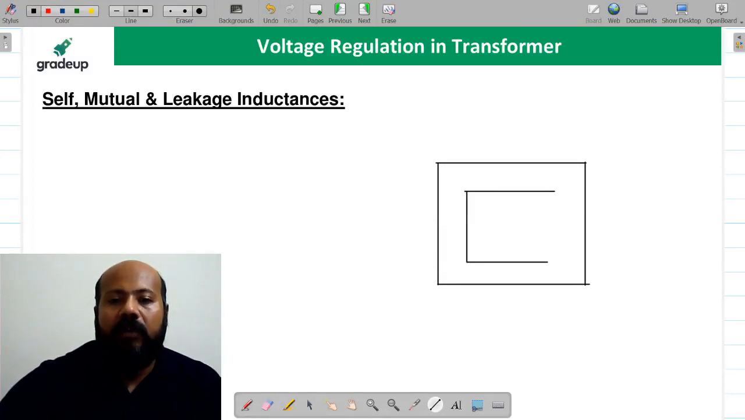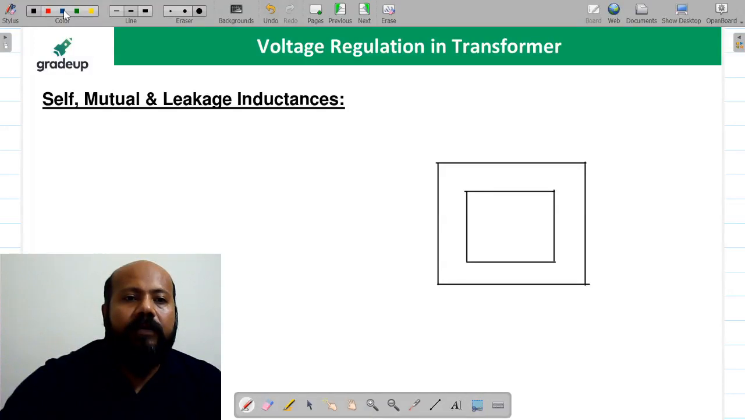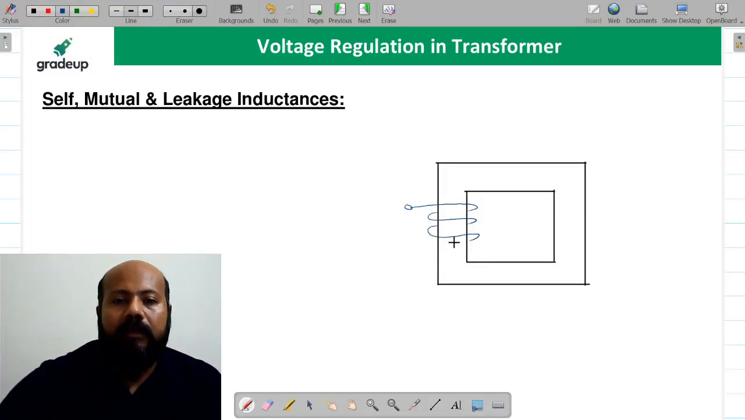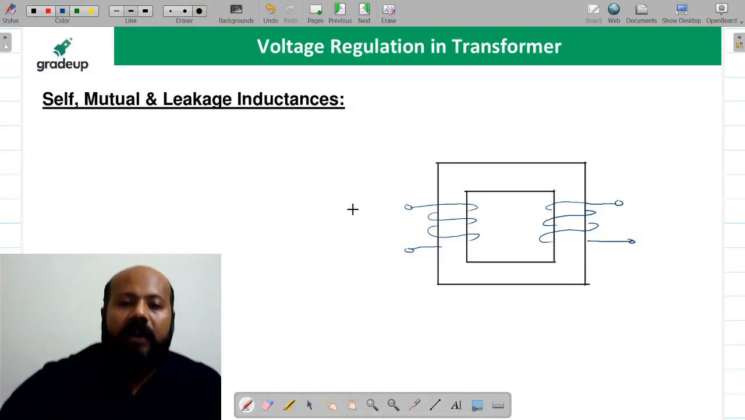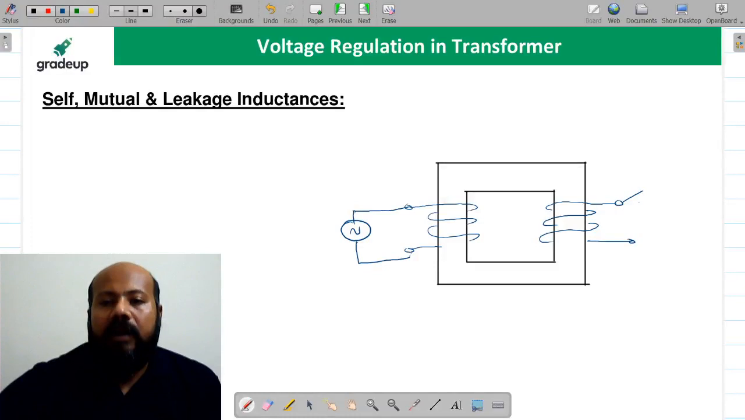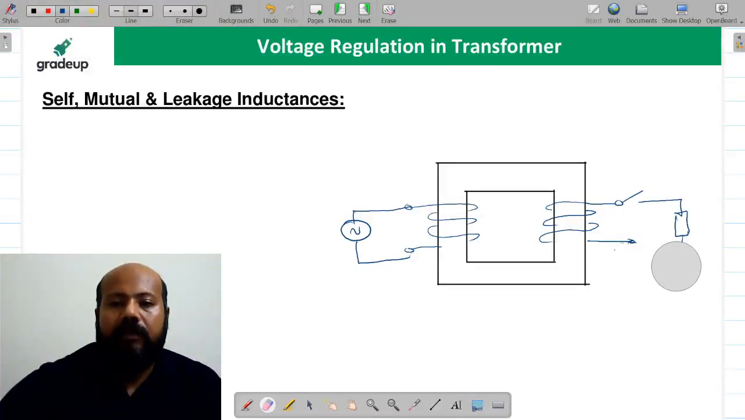Suppose this is your transformer core. Suppose this is your primary winding, and suppose this is your secondary winding. Suppose you are connecting an AC source here. And here this is a switch. And suppose this is some load, and this is switch S.